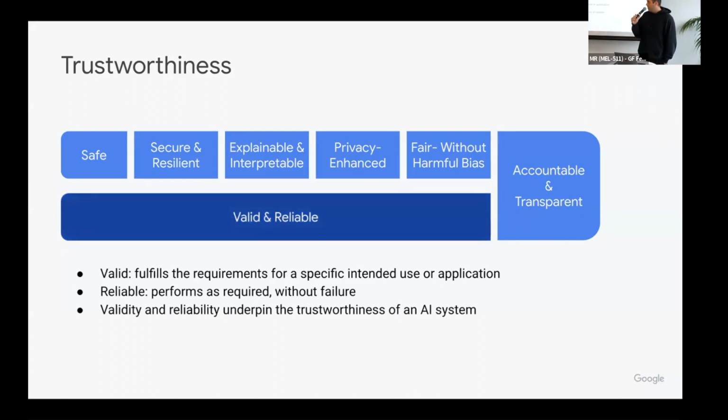On the bottom, we have valid and reliable. From a technical definition, valid means that it fulfills the requirements for a specific intended user application. Reliable is very similar to the software side of things: it performs as required without failure. Valid and reliable are put here on the bottom because they underpin the trustworthiness of the entire AI system. I don't care how great and cool and safe and private your app is. If I go to your service and I get a server error, none of that matters.